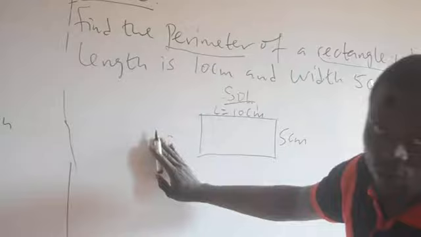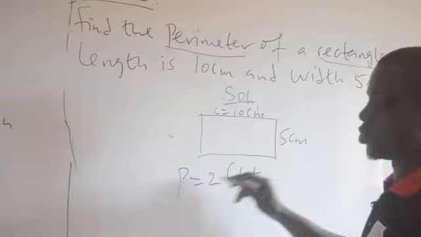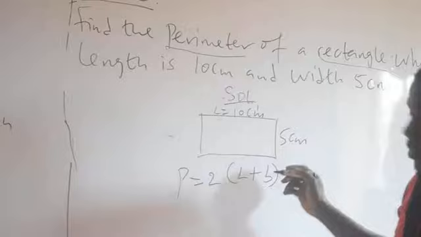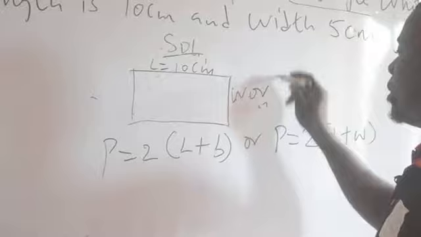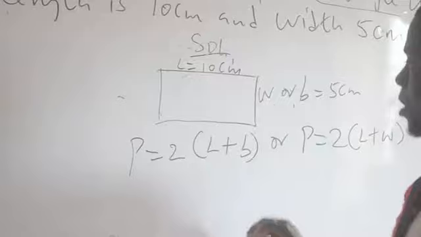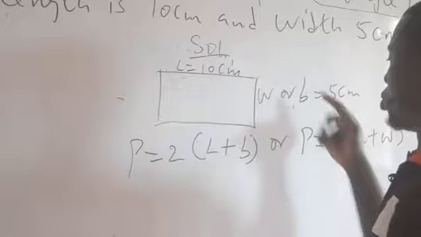Perimeter equals 2 bracket L plus breadth. You can say length plus width. I explained before, you can say perimeter equals 2 bracket length plus width. Width and breadth, they are equal. This place is width, I can call it breadth. So the width or the breadth is 5 cm. Alright. So by substitution, anywhere you see L, put 10. Anywhere you see breadth or width, put 5. Let's pick any formula to solve because they are the same thing.